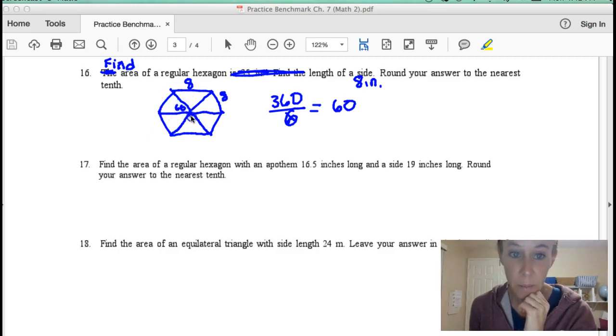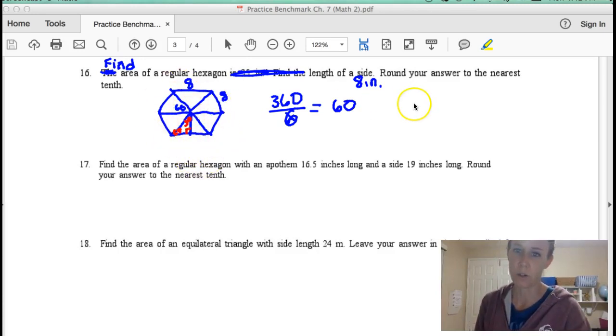And if I drop an apothem from the center straight down, it's going to cut that in half. And what it's going to give me is a 30 degrees here. And I'm going to drop a right angle. If this is 30 and this is 90, this has to be 60. So I have a 30, 60, 90. That's the beauty of these regular triangles.